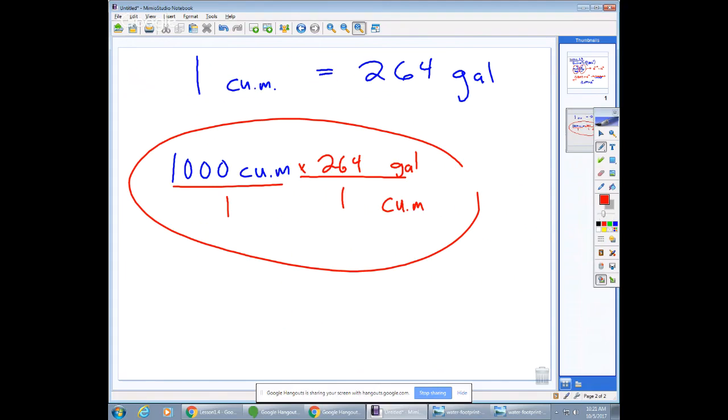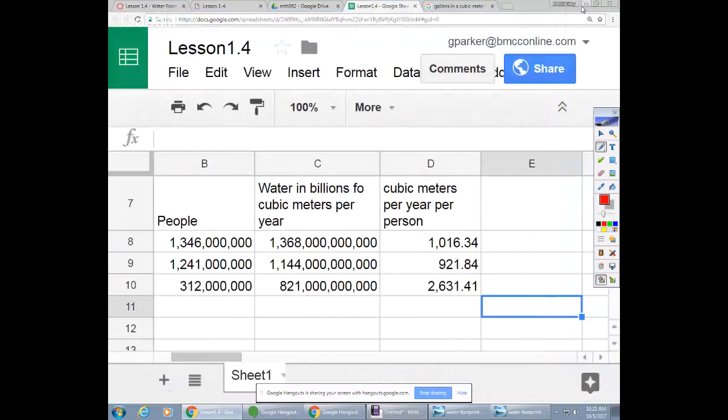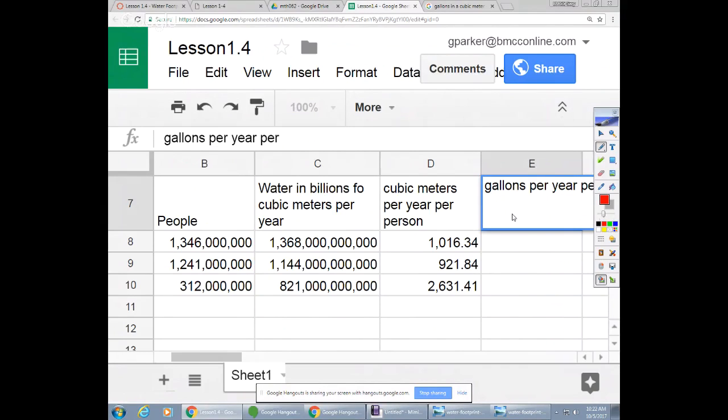All right, so back to the spreadsheet here. So we're gonna do gallons per year per person, right? Because the only thing we're changing is cubic meters to gallons. Everything else stays the same.